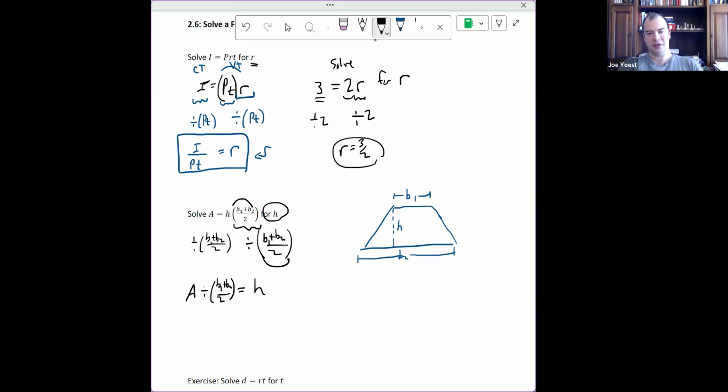Now I have a little bit of arithmetic to take care of. I'm dividing by a fraction, so I invert and multiply. So instead of a divided by b1 plus b2 over 2, I have a times 2 over b1 plus b2. Or maybe I'll simplify that a little further. I can think of this a as an a over 1, and I see this is going to be 2a over b1 plus b2. There's lots of letters floating around, but remember, the letters are just placeholders for numbers.